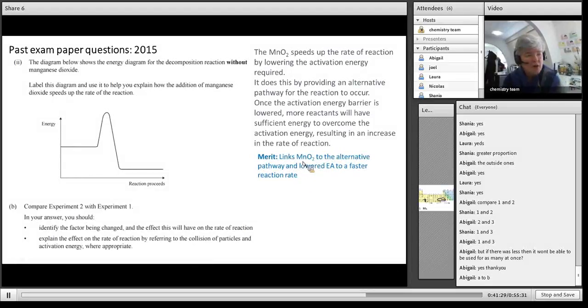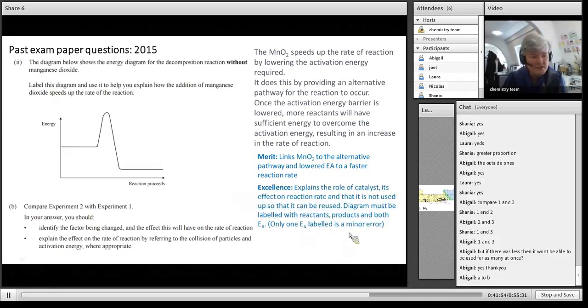So for merit, do you notice you've got to link the catalyst to the alternate pathway? So if you just said it lowered the activation energy, you would get it achieved for that part, but you certainly wouldn't get any higher than that. And sorry, should have been a small a. And it lowered the, the new pathway had a lower activation energy.